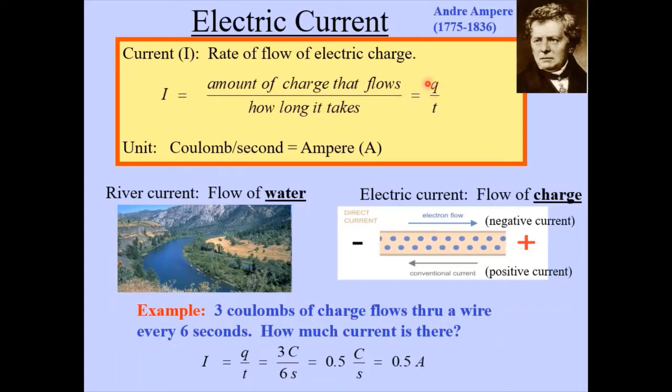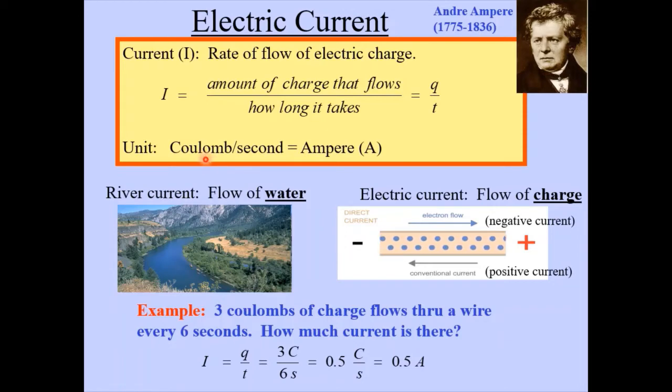So remember, charge, we can abbreviate that with Q, and time, of course, we can abbreviate that with T. So I is equal to Q over T. Now the units of current: up here we have charge, which is measured in coulombs, and down on the bottom we have time, which is measured in seconds. So current is measured in coulombs per second.